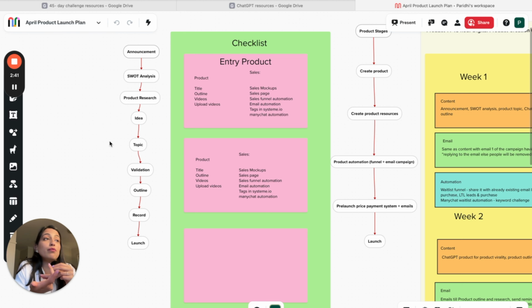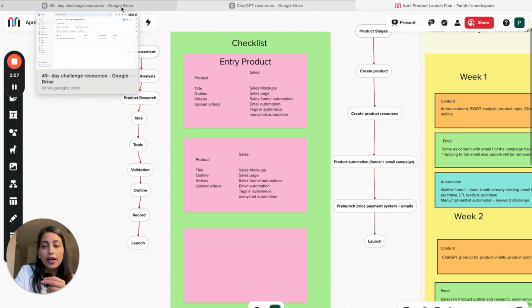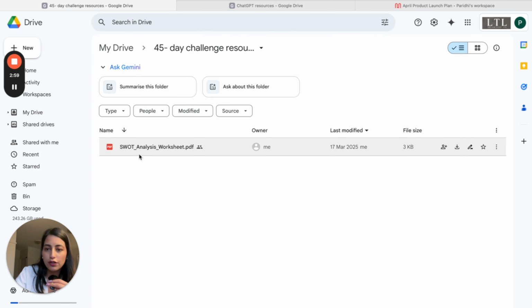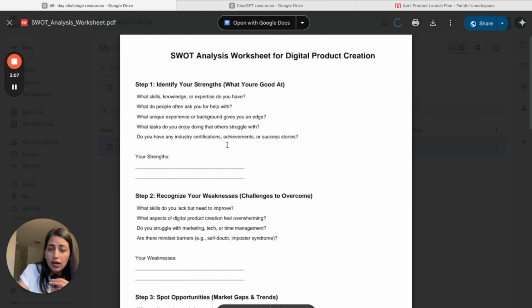So for a whole SWOT analysis, I did this whole campaign on Instagram where I shared the entire thing of how to do a SWOT analysis. And then I have resources. I'll show you, I have a lot of resources as well. When you actually do this SWOT analysis, I have a whole worksheet for you. I've created it. You can see it, 45-day challenge resources, because this is an analysis that I do. It's an entire worksheet. You get to download it.